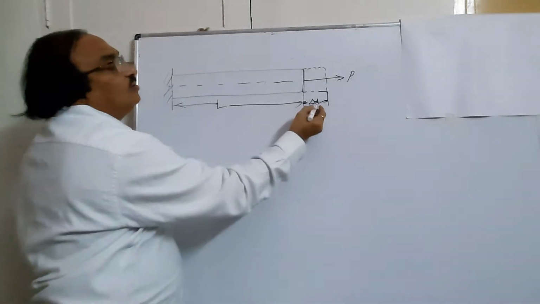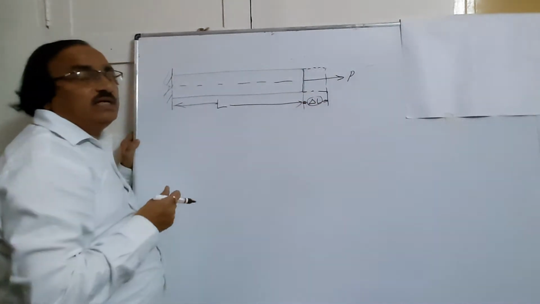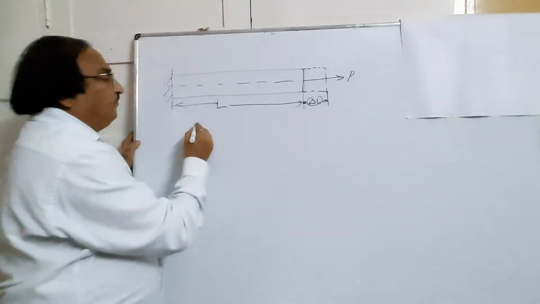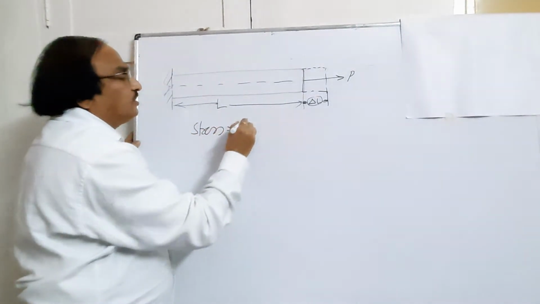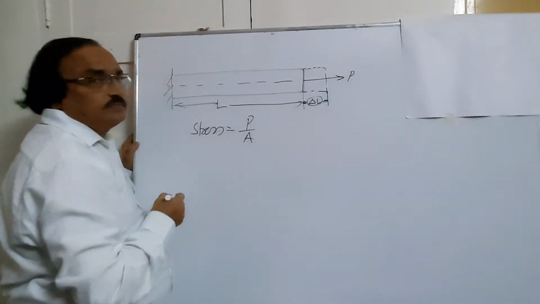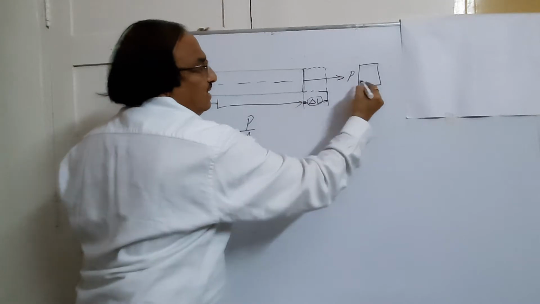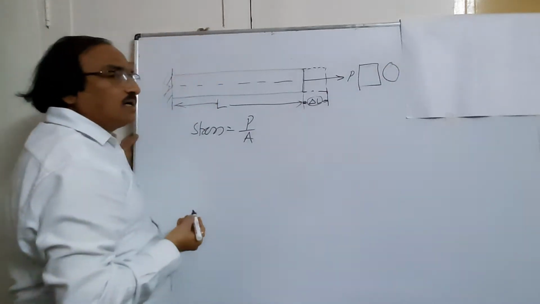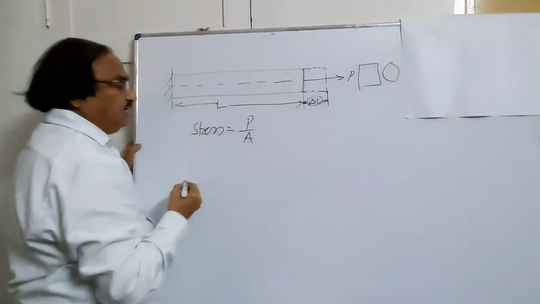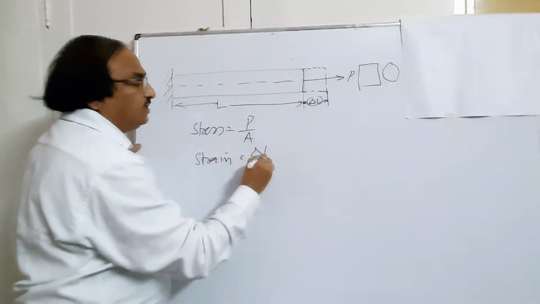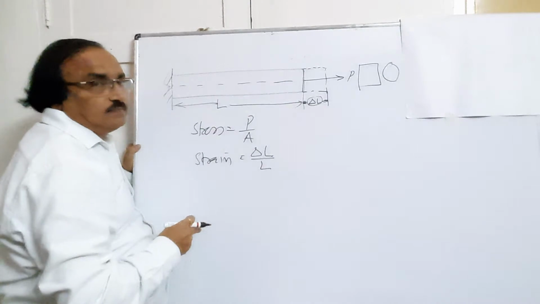Now we will find out the relation for this change in length. If I know the load, how can I find out the change in the length? We know stress is load by area, where A is the area of the cross section. Cross section can be anything, rectangle or circle or any shape. Then strain is given by change in length by original length.